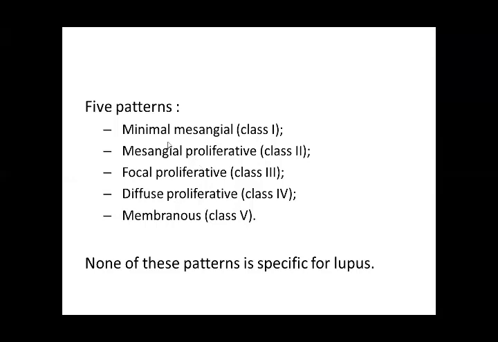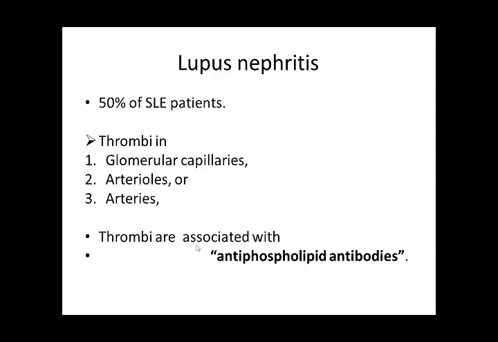And if there is membranous pathology, you don't call it lupus nephritis. You have to have other criteria to diagnose SLE first, and then see if the kidney is getting involved secondarily because of the SLE. So those patterns are not specific for lupus nephritis. So what is specific for lupus nephritis? Antiphospholipid antibodies.